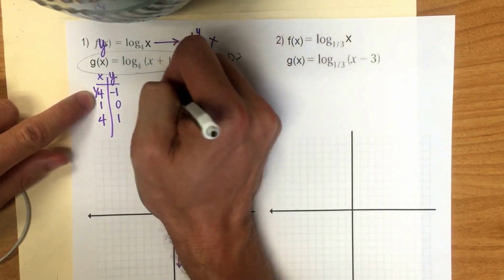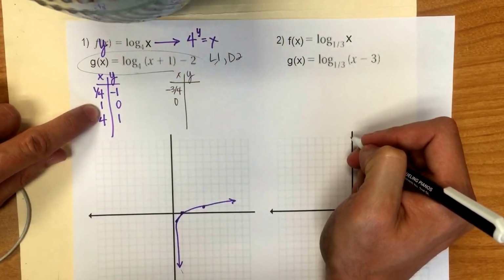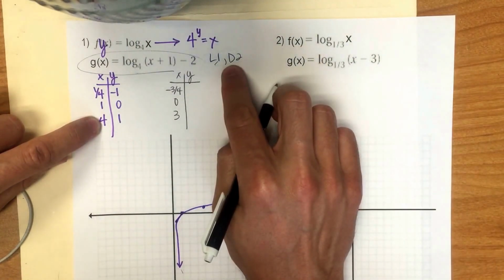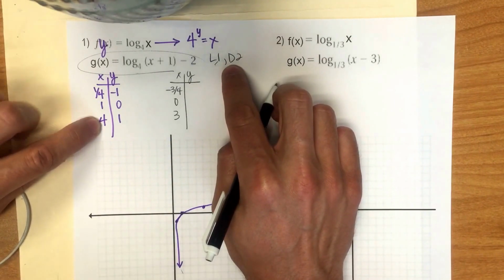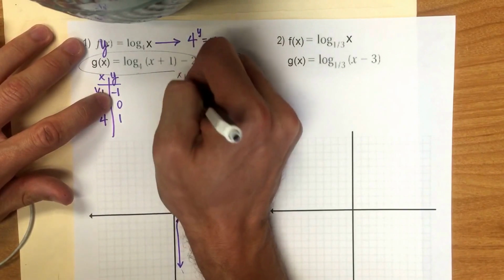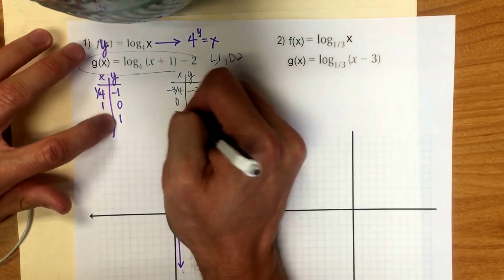Subtracting 1 here is going to give me a -3/4. Subtracting 1 gives me 0. Subtracting 1 gives me 3. A down 2 is going to take me down in all of those directions. So I'm going to subtract 2 from that, -3. Subtract 2, -2. Subtract 2, -1.